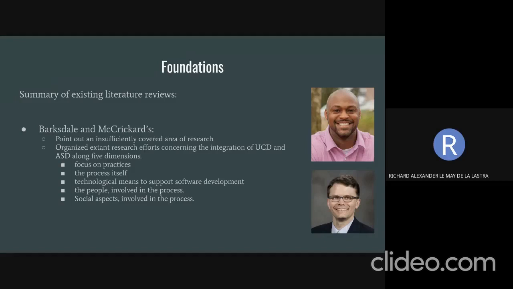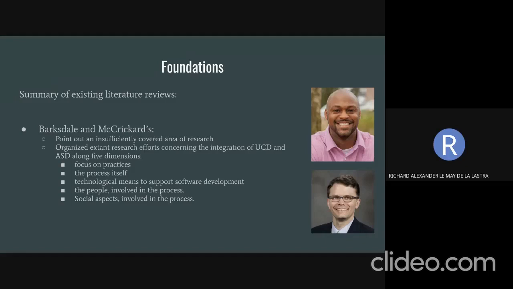ASD along 5 dimensions. Number 1, the focus on practices. Number 2, the process itself. Number 3, the technological means to support software development. Number 4, the people involved in the process. And lastly, the social aspects involved in the process.